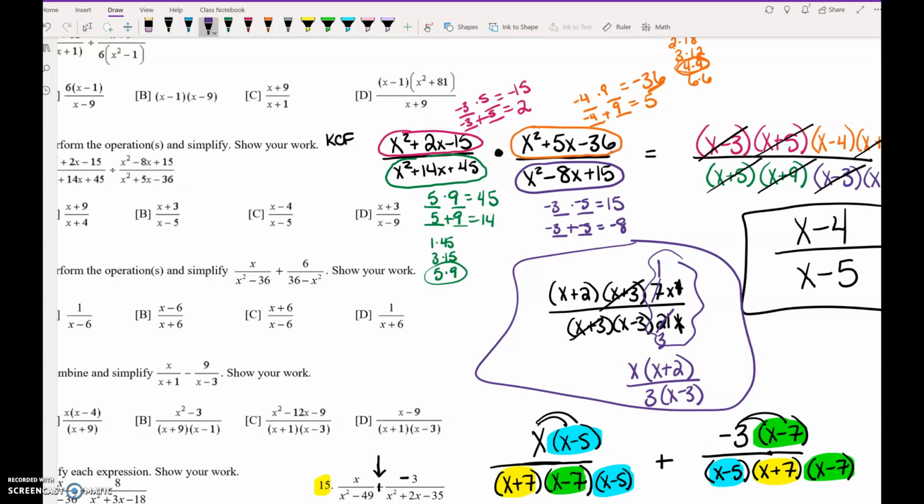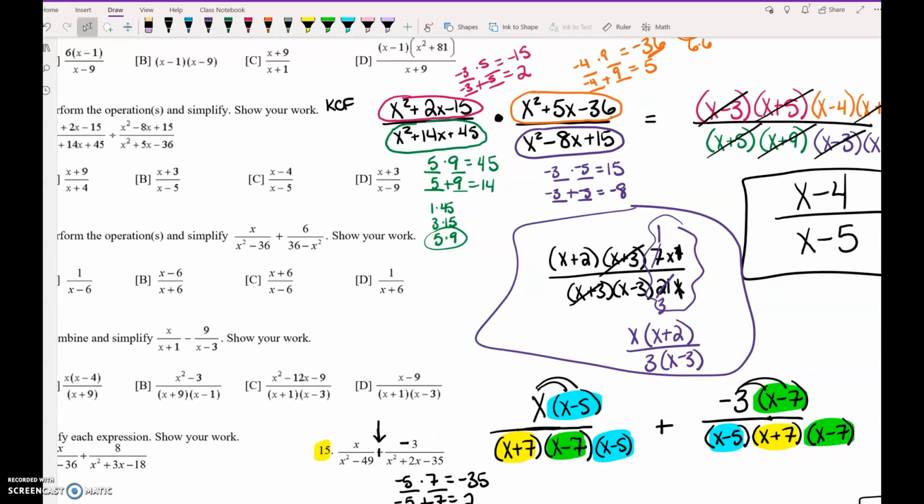So you actually might have less factoring to do, because maybe the orange one and the green one are just single terms that don't have to be factored. Hint, hint, wink, wink.